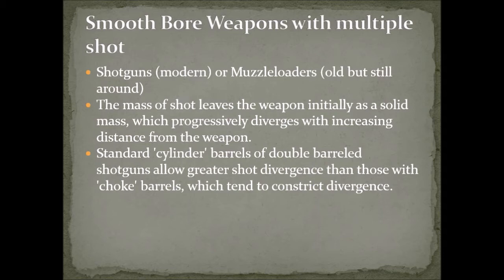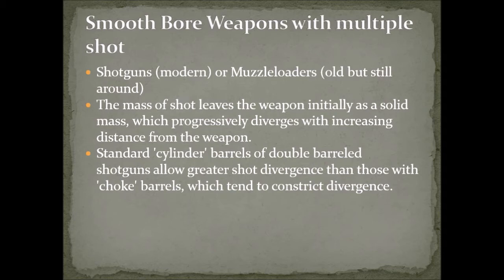First, let's talk a little bit about what guns are. Smoothbore weapons with multiple shot. These are what would be our modern shotguns. Muzzle loaders, which are guns that do not have rifling in the barrel. Thus, the bore of the barrel is smooth. Okay? Smooth bore means it's not spinning the bullet.